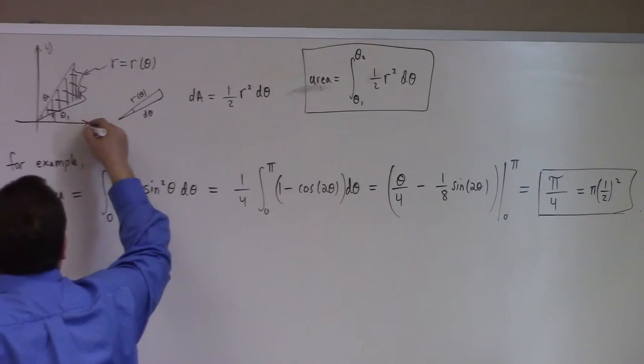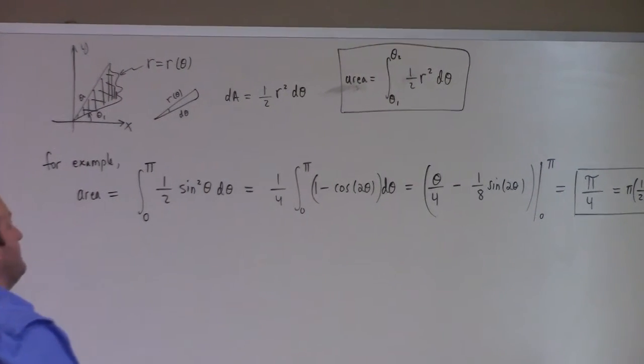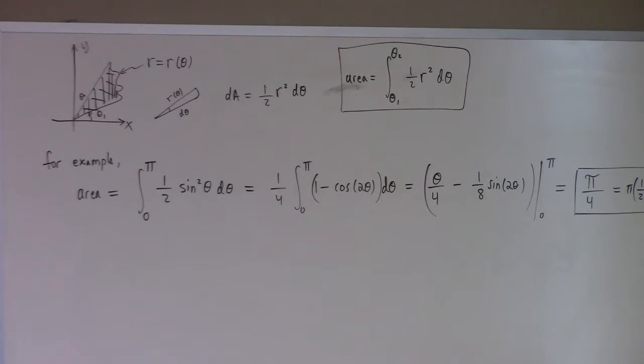For example, r of theta for the example we just did is just sine theta. The function of theta is just sine theta. So how do you calculate the area of something like this?